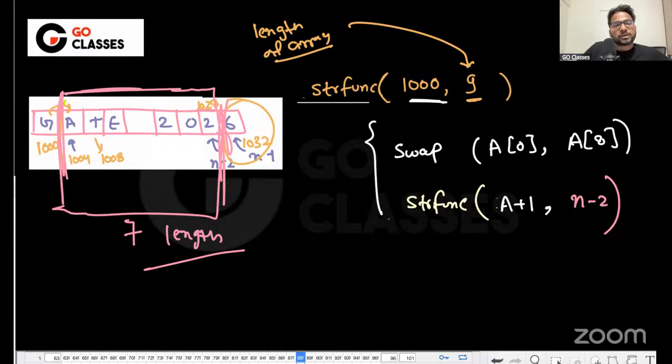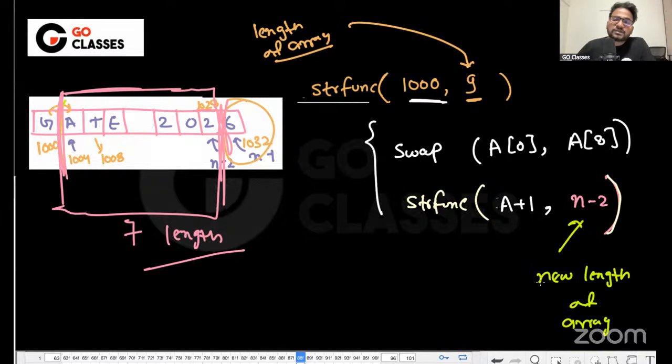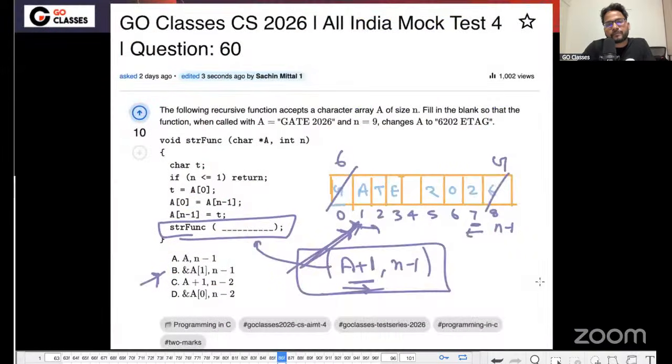Now basically you are passing n minus 2. Why? Because you are passing the length of the array, whatever length you want to consider. If you pass n minus 3, then it will swap this 0 with a. You have to pass n minus 2 because this is the desired length of the array. This is my new length of array. Is it clear to everyone? So that is why C is the correct answer. It was a very tricky question. I can say it is a very nice question.